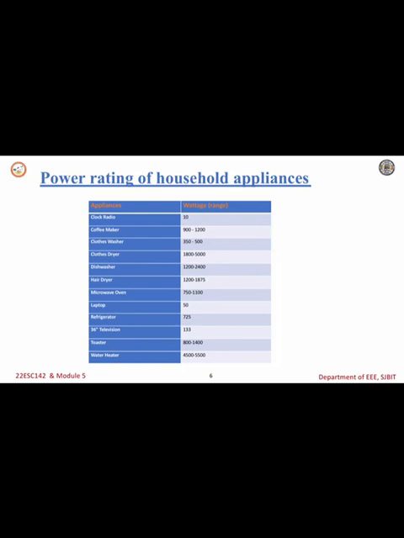Now consider the mobile charger, right? In day-to-day life we use a mobile and we need to charge it. It will consume around 5 watts. A laptop, 50, a refrigerator, 725 watts. A television depends on whether it's an LED TV or an LCD TV and how many inches. For example, a 36-inch television will consume 133 watts. A toaster, 800 to 1400. A water heater will range from 2000 up to 5000 watts.